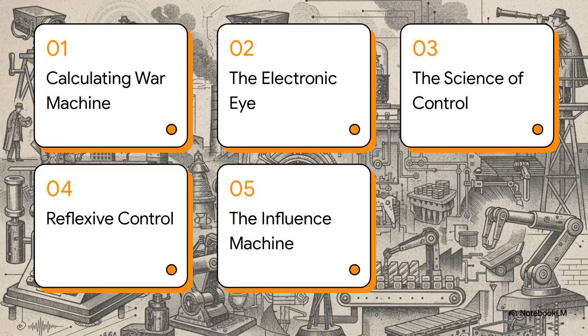All right, here's the game plan for our report. We're going to start with the first calculating machines of World War II. And then we'll see how those same tools were turned into instruments of domestic surveillance. After that, we'll get into the science of control itself. And then we've got a special pullout section on a really chilling Soviet theory of manipulation. And finally, we'll connect all those dots to the influence machines that are all around us today.